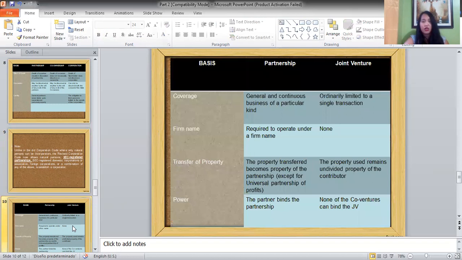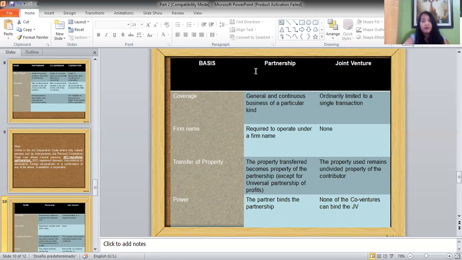So, yan. Ngayon, doon naman tayo sa joint venture. So, difference ng partnership sa joint venture. Coverage: partnership, general and continuous business of a particular kind. So, may essence of continuity ang business. Whereas, sa joint venture, ordinarily, limited to a single transaction or single undertaking. Sabi ko nga kanina, dun sa example natin na yung oil exploration, pag nahukay mo na lahat ng oil, tapos na yung transaction. So, tapos na din yung joint venture.